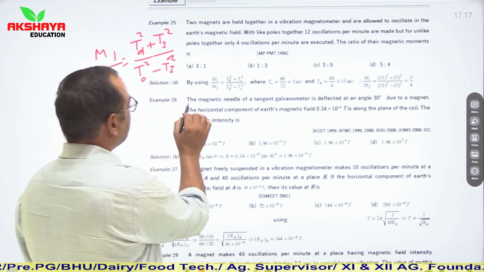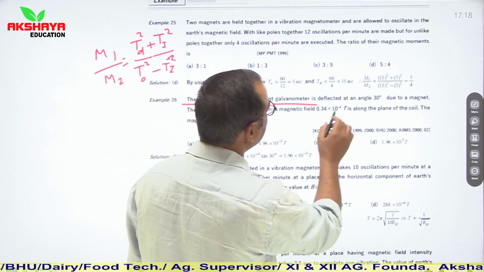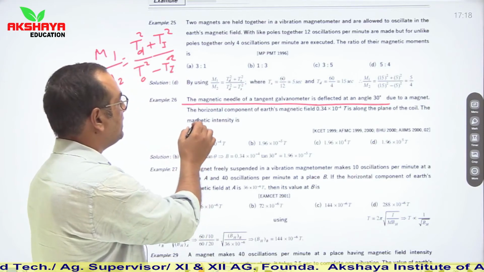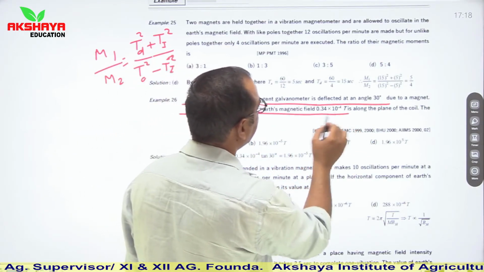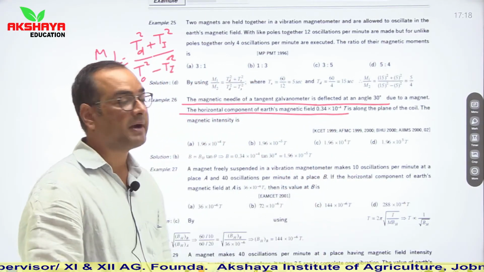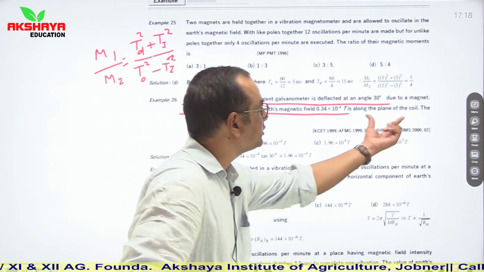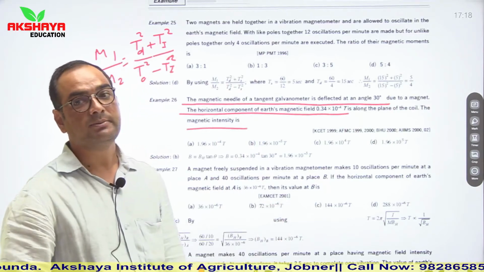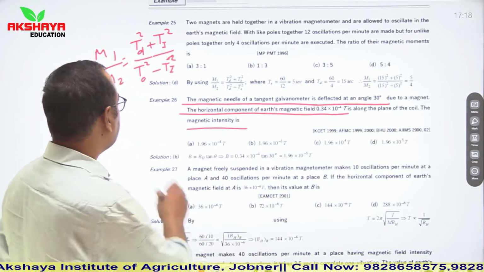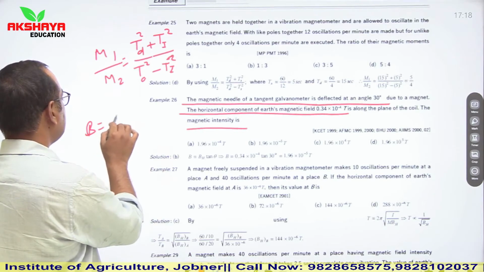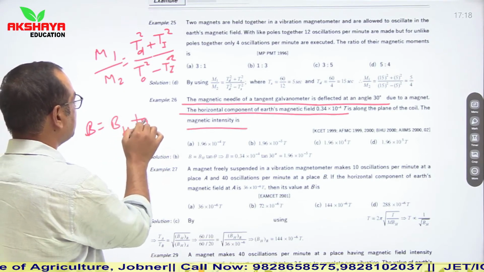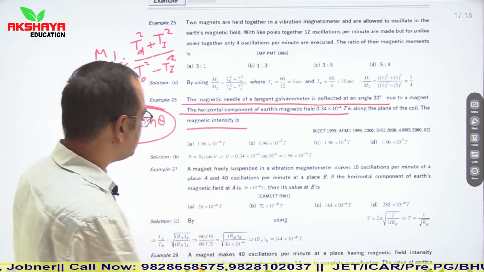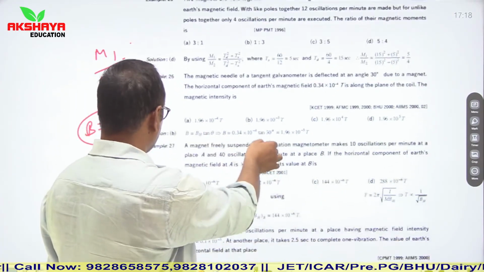Then next: the magnetic needle of a tangent galvanometer is deflected at an angle of 30 degrees due to a magnet. The horizontal component of Earth's magnetic field is 0.34 into 10 to the power minus 4 Tesla, along the plane of the coil. The magnetic intensity is asked, so you have to calculate B. B can be calculated by using the relation B is equal to BH tan theta. So this is also a simple pattern of question.